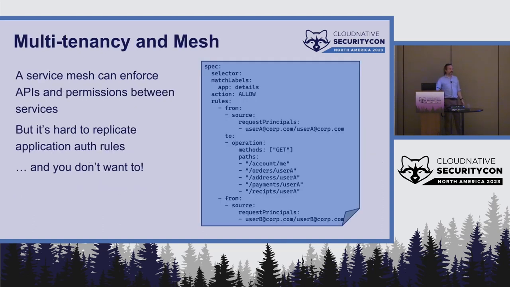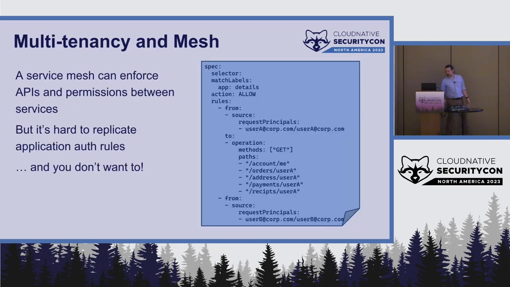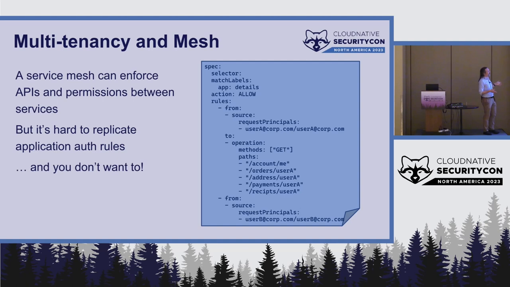And yeah, you could do a lot of that logic in the mesh, but imagine writing Istio policies like this for every single user. Your mesh would die, you would hate your life, and it would be much easier to build this into your application. So maybe your mesh can answer some of those lower level questions about who's talking to me, but you need some higher level questions about what the application is supposed to do that you actually don't want to pull out into your service mesh.